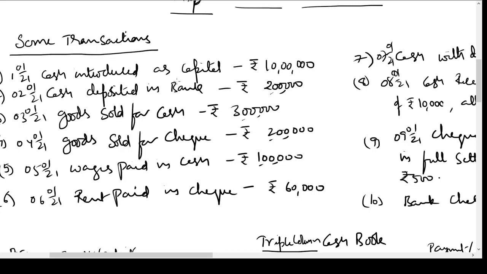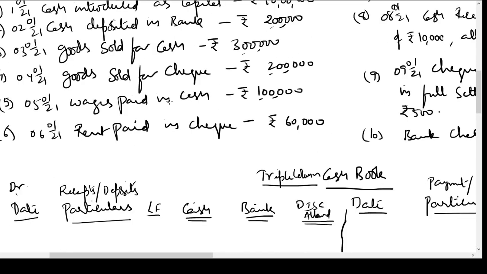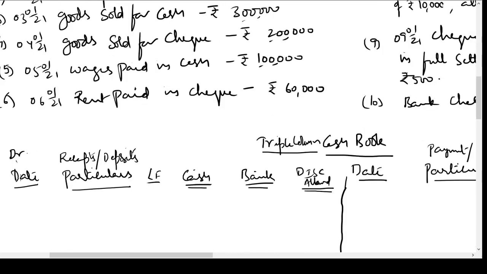Some transactions are illustrated here. 1st January 21, cash introduced as capital 10 lakh. Now cash is coming into the business, so it's a receipt of cash. Date of the transaction is 1st January 21. I'll write here 1st January 21. We are getting cash because of the capital introduced to capital account. We are getting the money in cash, so I'll write it in the cash column and nothing in the bank and the discount column. What should I write here?